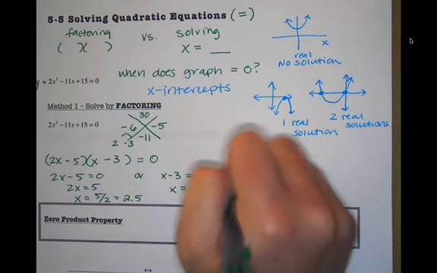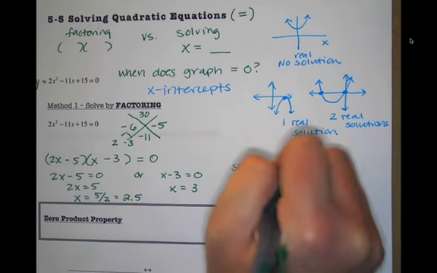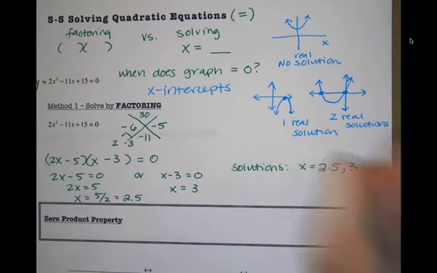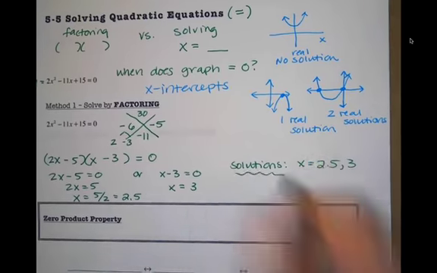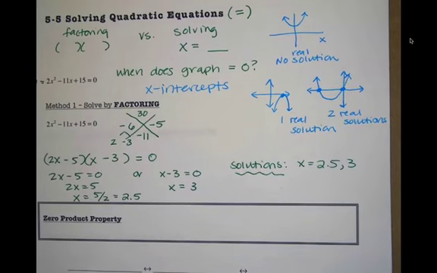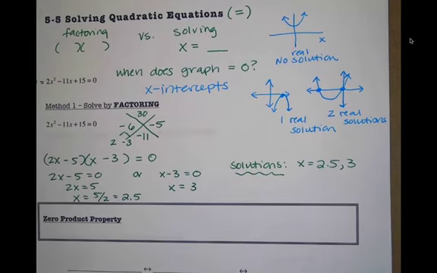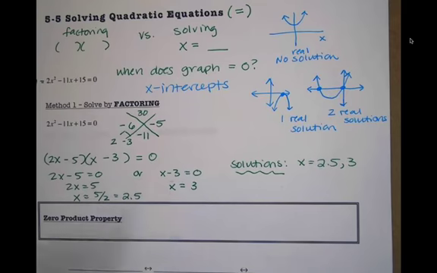Okay, so our solutions are x equals 2.5 and 3. Okay? So those would be my two solutions. And if you plug those back into that equation, you should get 0 for both numbers. Okay? So what we did here was we used the zero product property. That's what we used to set these factors equal to 0.